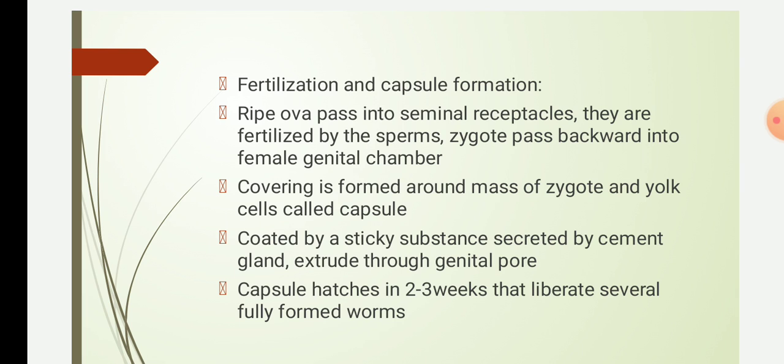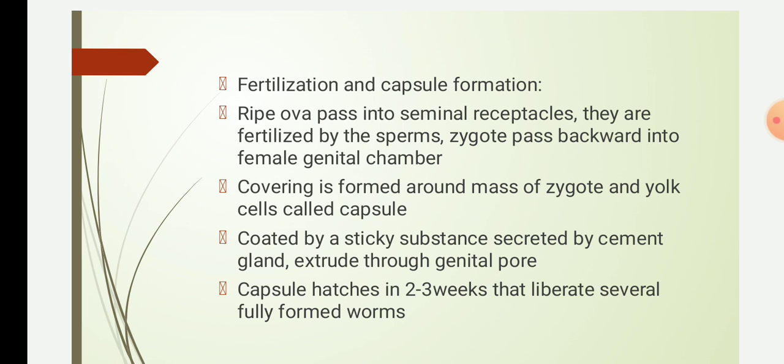The function of the yolk cum shell glands is the formation of the capsule. In the female genital chamber a covering is formed around the round mass of the zygote and the yolk cells. This structure is called a capsule, and it contains 5 to 10 eggs and hundreds of yolk cells. The capsule is coated by a sticky substance secreted by the cement gland that surrounds and opens into the common genital atrium.